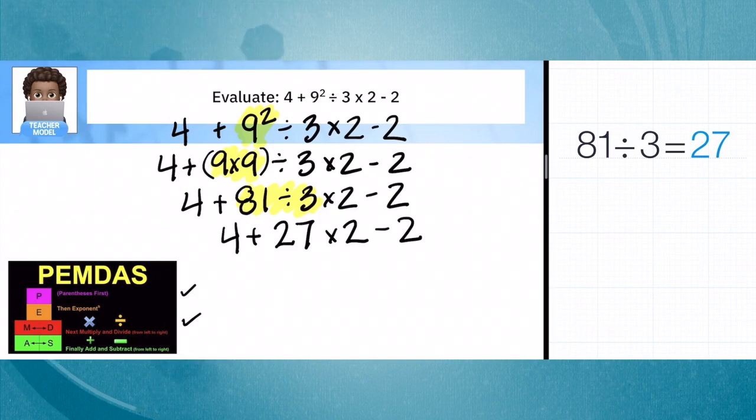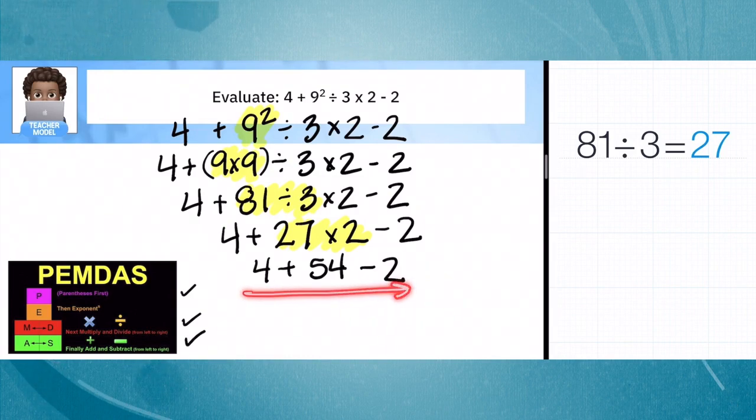So now I'm going to, again, still looking for any multiplying or dividing, and there's multiplying right here. So 27 times 2 is 54. And now all I have is adding or subtracting. So we're going to do the same thing. We have to go from left to right. So I'm going to do this one first. 4 plus 54, which is 58.